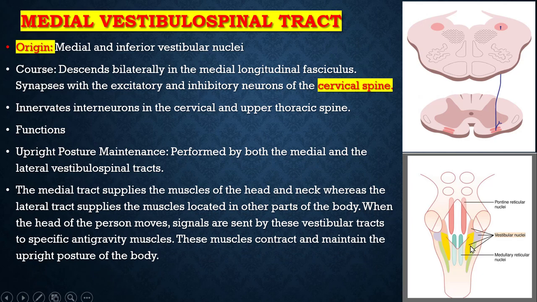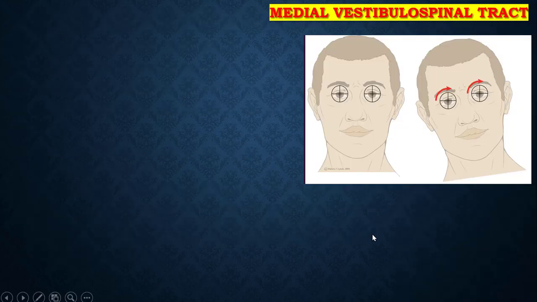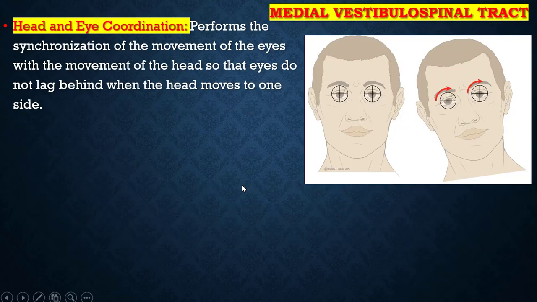The medial tract supplies the muscles of the head and neck, whereas the lateral tract supplies the muscles located in other parts of the body. When the head of a person moves, signals are sent by these vestibular tracts to specific anti-gravity muscles. These muscles contract and maintain the upright posture of the body. They contract the extensor muscles and relax the flexor muscles. Head and eye coordination: performs the synchronization of movement of the eyes with the movement of the head so that the eyes do not lag behind when the head moves to one side.